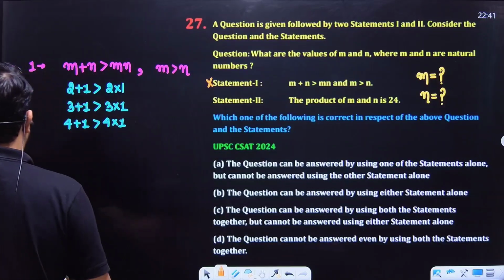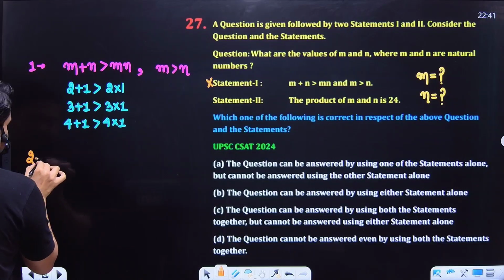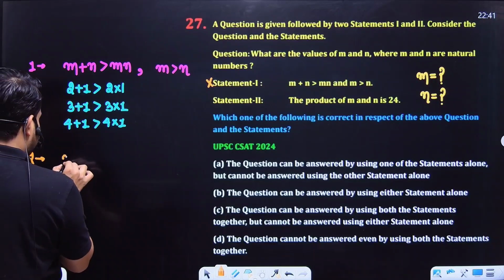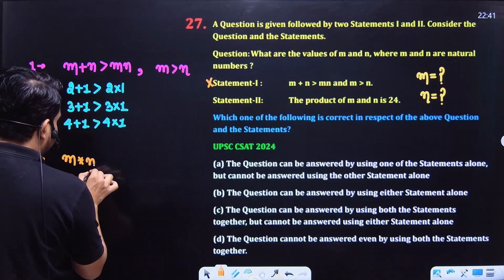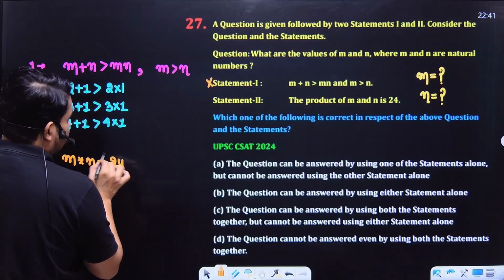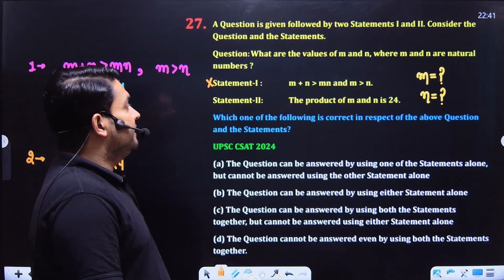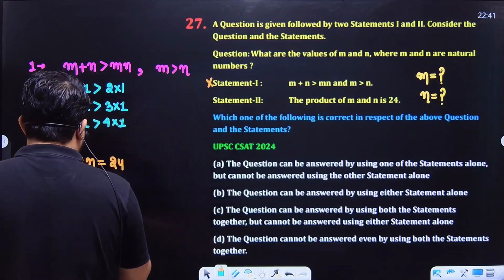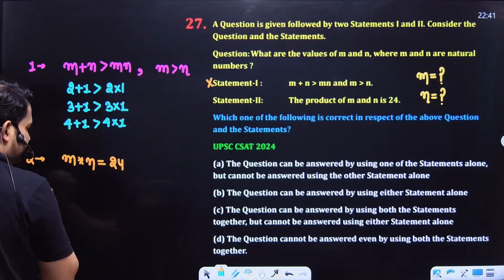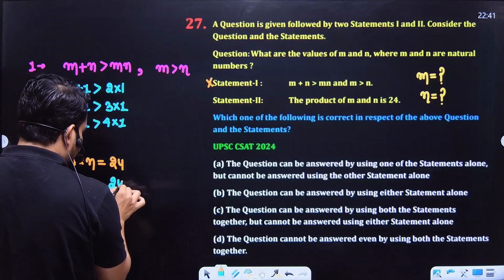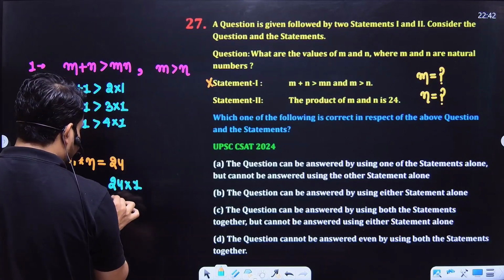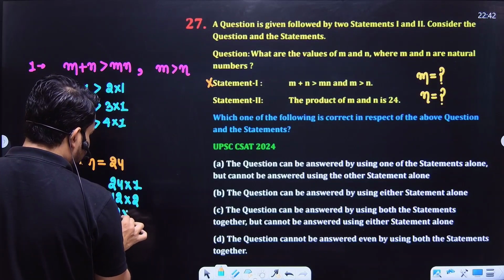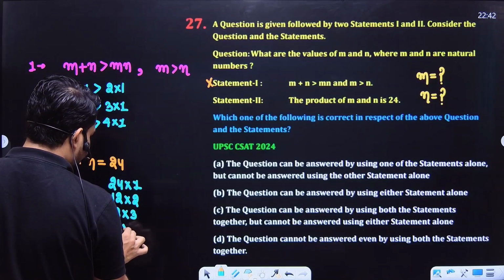If I move to the second statement, what the second statement alone says is that the product of m and n is 24, meaning m into n is equal to 24. See, m and n are natural numbers, meaning they are whole numbers. How can you write 24? It can be written as 24 into 1, 12 into 2, 8 into 3, and 6 into 4.